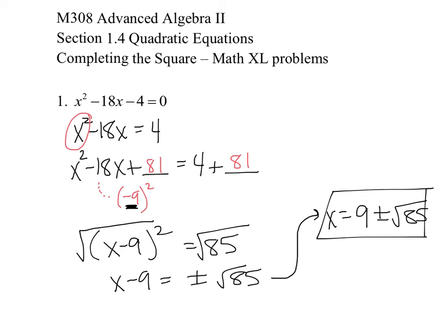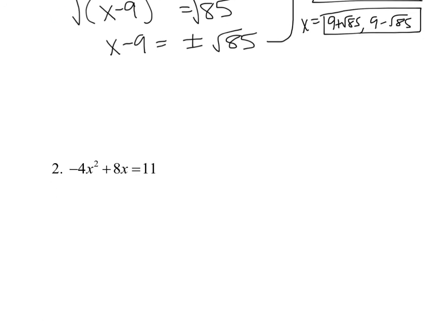Remember, in Math Excel, there's no plus or minus button, so you would type into the box x equals 9 plus radical 85, comma, 9 minus radical 85. Okay? That is example number 1. Let's go to example number 2, which is a little bit harder.